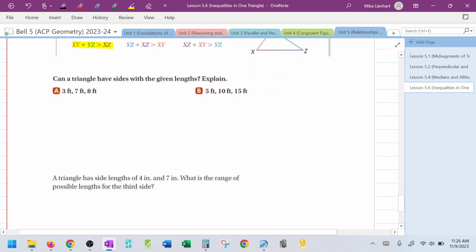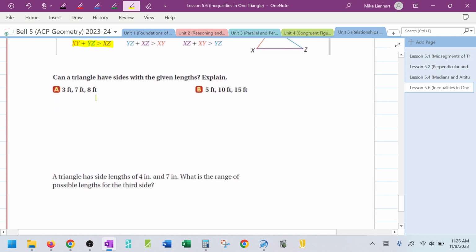Okay, so let's take a look at a problem here. Are these 3 sides the potential measures of lengths of a triangle? So I'm going to identify the 2 smallest ones, 3 and 7. And then I think of the inequality, is 3 plus 7 greater than 8? If it is, then yes, this triangle exists. This work that I showed is my explanation. So let's look at the next one.